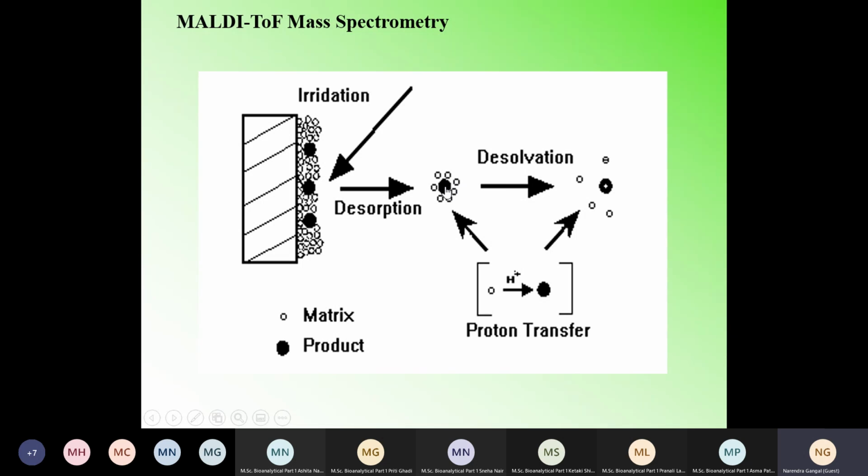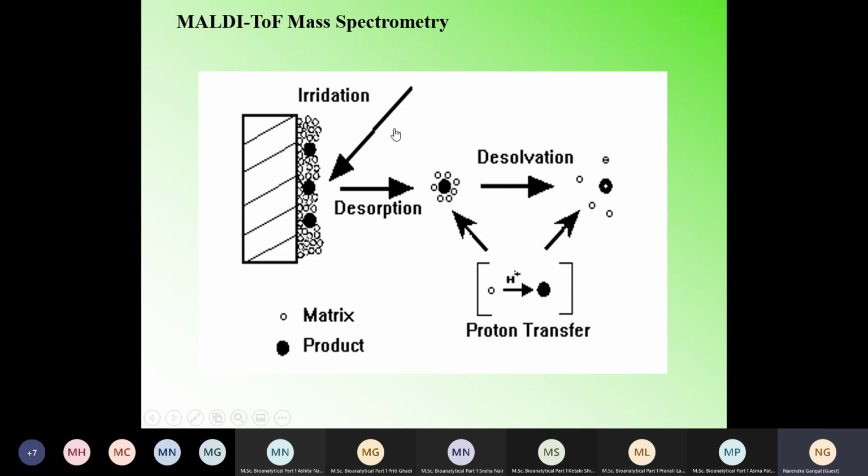Here this matrix is subsequently going to transfer its proton to my compound of interest, and then you can see there is a desolvation, there is a proton transfer, and this is the place where I get the positive ions. The matrix has transferred, so naturally there will be negative ions, which I don't want at all. I am only interested in positive ions. So this is how it works.